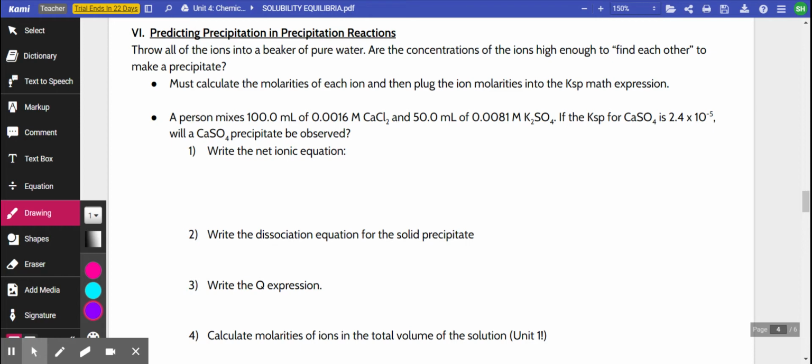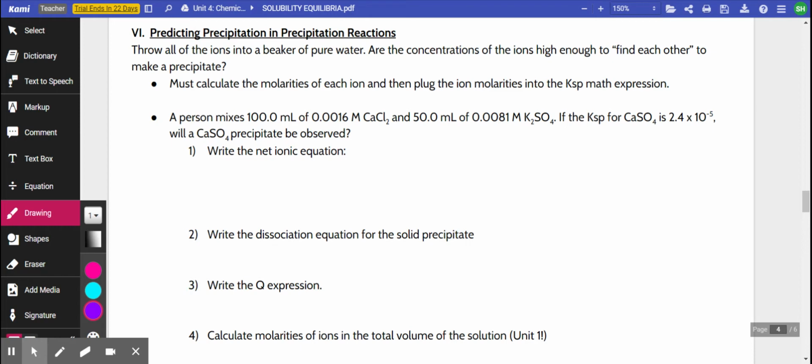So far we've been using our solubility rules to determine if a reaction would form a precipitate. Well, we can look a little deeper into that and determine if the molarities of each ion in the reaction are actually high enough for a precipitation to occur. We would have to have Q greater than K in order for a precipitation to happen. So let's look at an example and work through this.